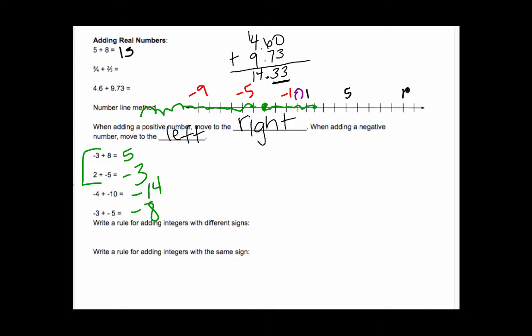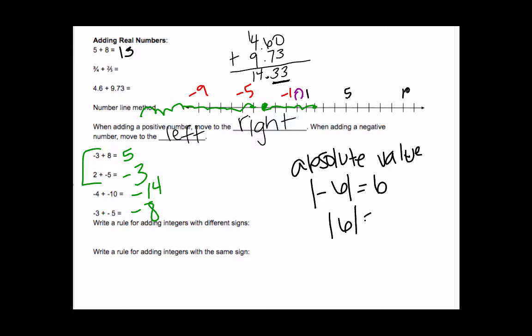What is absolute value? Let's go over that really quick. Absolute value is the distance on the number line between 0 and that number. So the absolute value of -6, and I would write it like this. This means the absolute value of -6 is 6. What is the absolute value of 6? Also 6. The absolute value will always be positive.